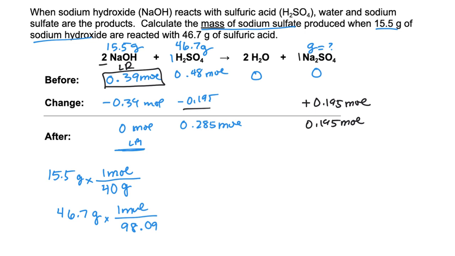Then the last step, it wanted the grams of that. So I convert that to grams. 1 mole of Na2SO4 has a molar mass of 142.05. So I'll put the 0.195 times 142.05 grams, giving me 27.7 grams of Na2SO4 when I'm done.